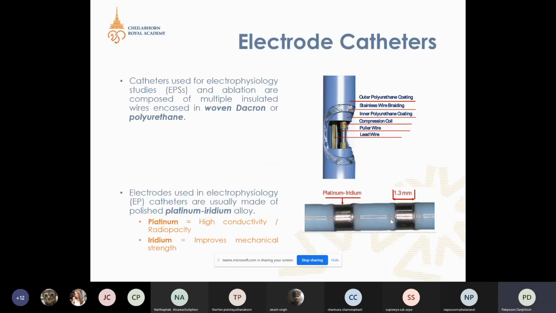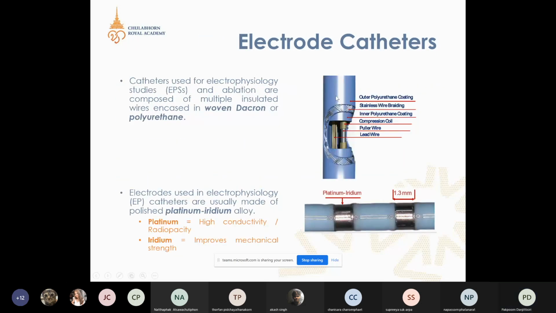Okay, let's talk about catheters. The electrode on the catheters, catheters used for electrophysiology study and ablation are composed of multiple insulated wires, encased in woven dacron or polyurethane. The woven dacron or polyurethane is the material for making the catheter shaft.